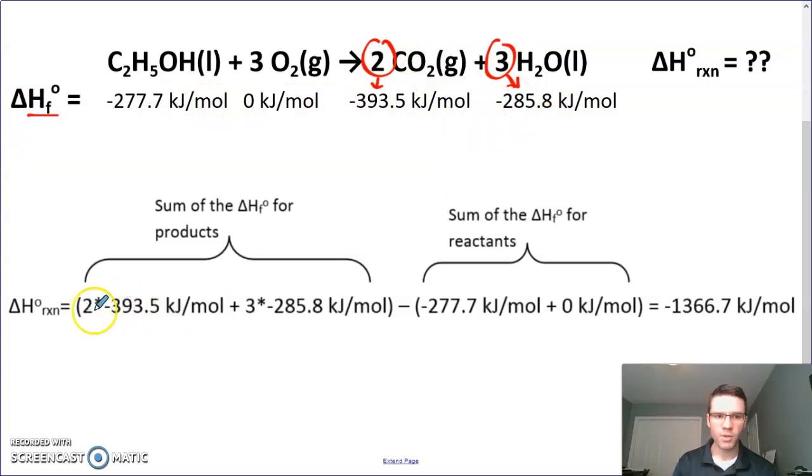So here we'd multiply by 2 and multiply by 3 for our products, and same thing for our reactants. The sum of the products minus the sum of the reactants gives you your delta H for your reaction. You might have some problems where they give you this value, and one of these is an unknown, and you have to work backwards. So you'd set up this equation, and you'd have your x value somewhere over here to solve for, and you'd know the right side of the equation.